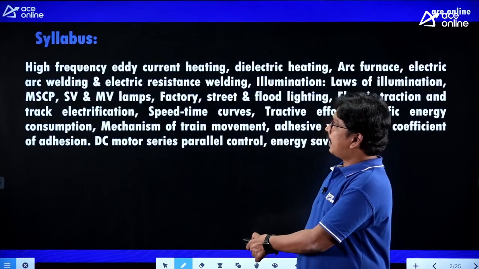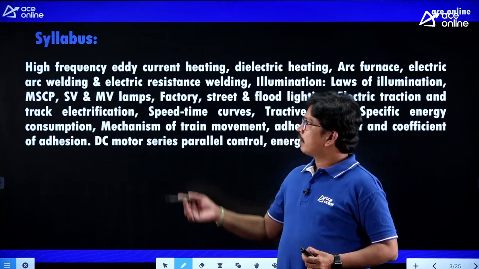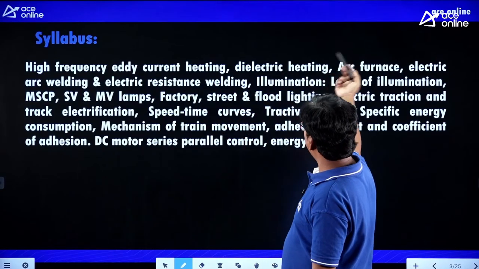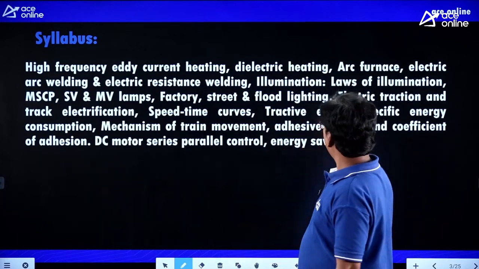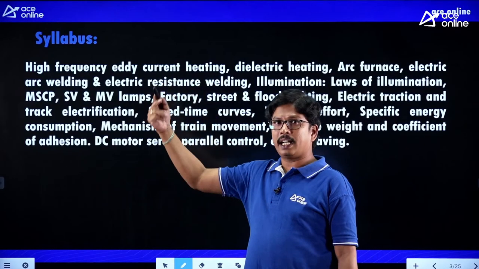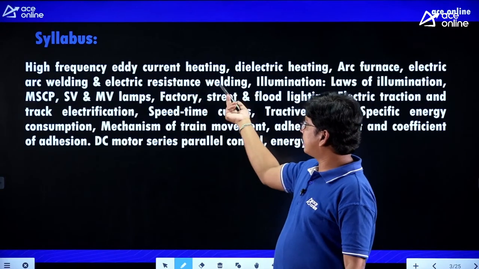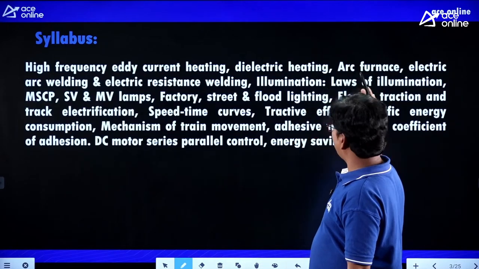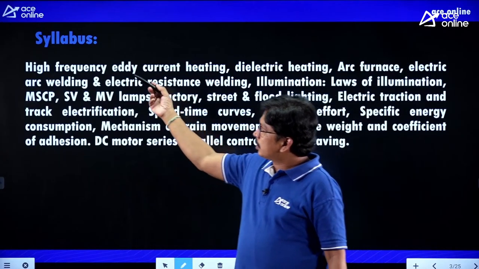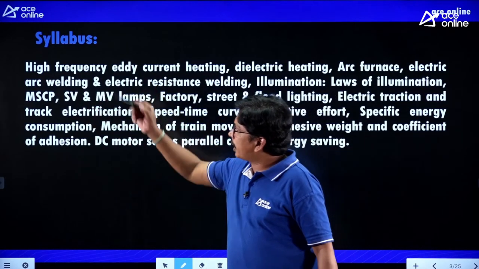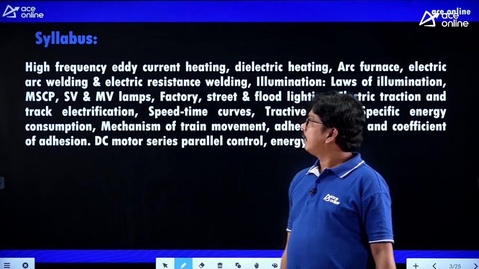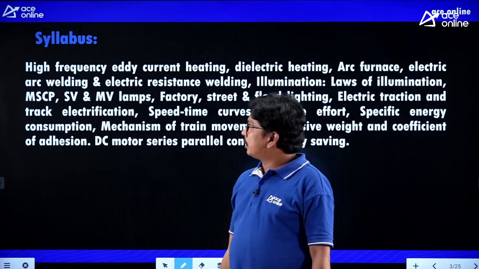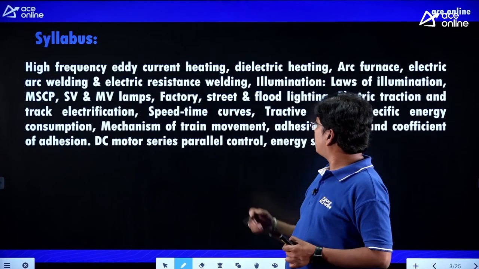Now, what is the syllabus given by TSPSC? This is the actual syllabus given. High frequency eddy current heating and dielectric heating, that means the types of heating they have given, and arc furnaces and electric arc welding, right? And again they have given electric resistance welding and arc welding, and concepts of illumination. In illumination, they have given loss of illumination, mean spherical candle power, sodium vapor lamps and mercury vapor lamps, factory and street flood lighting, and electric traction, track electrification concepts, speed time curves, and tractive effort, right?